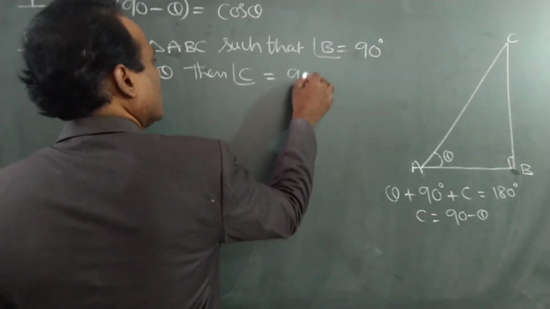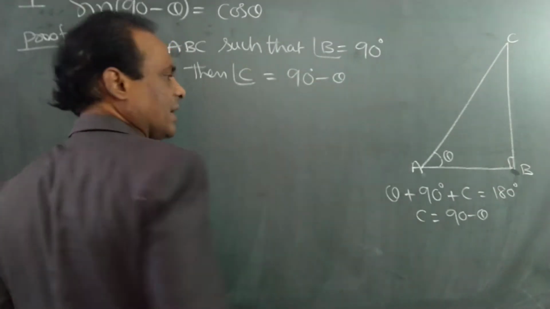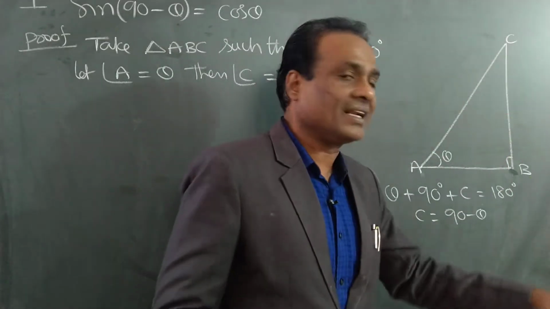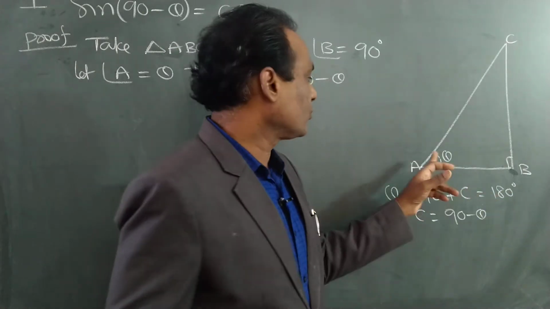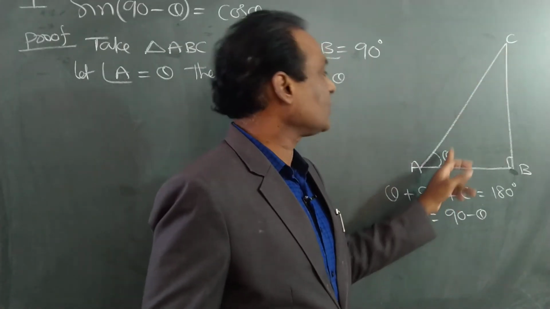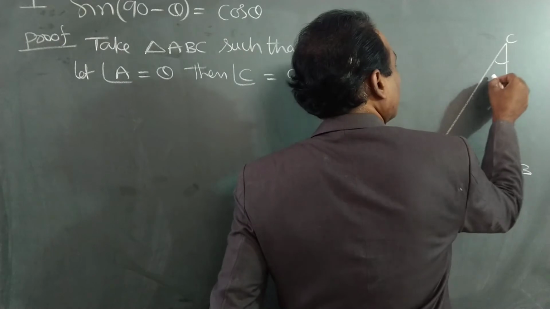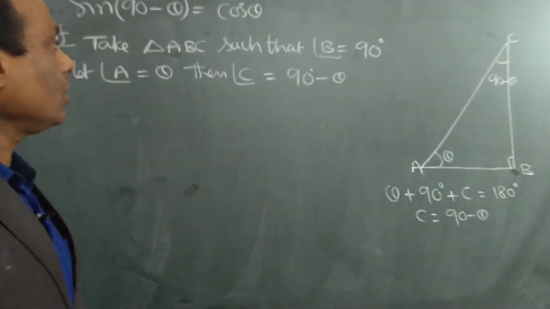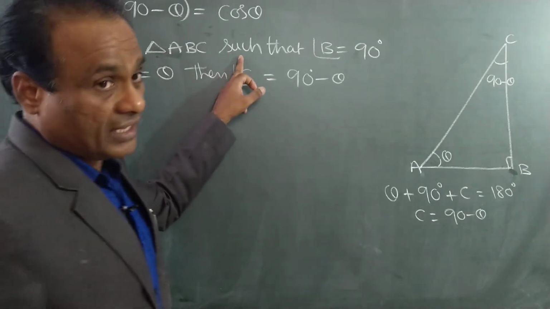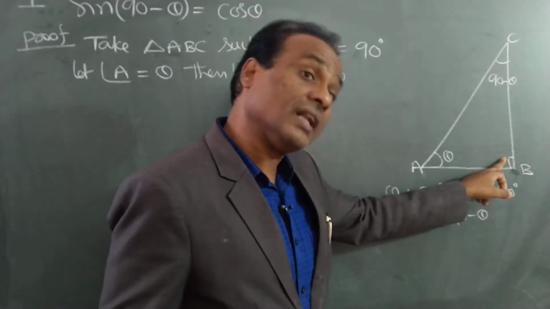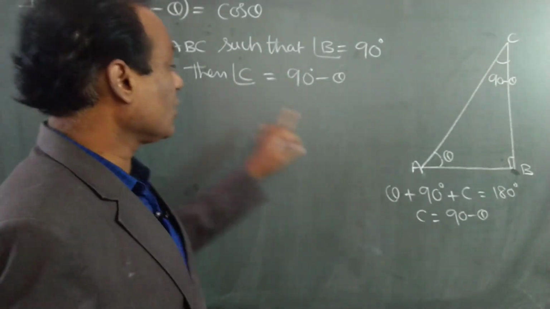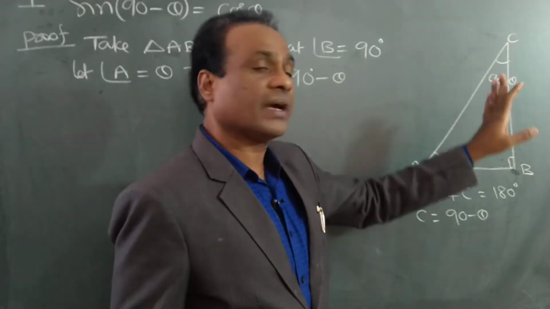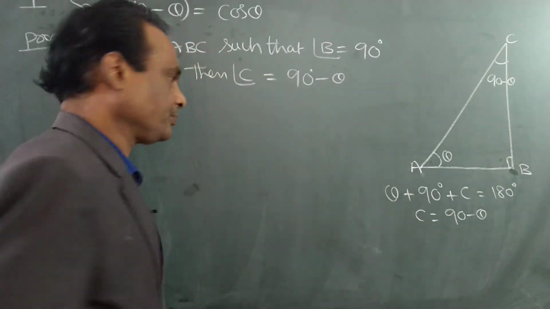Let us write directly. I explained why it is 90 minus theta, because this is only 90. So total 180, remove 90. What is the remaining angle? 90. So the sum of these angles will be 90. If this is theta, this will be 90 minus theta. So take a triangle ABC such that angle B is equal to 90 degrees. Let A be equal to theta. Then what will this angle become? Angle C is equal to 90 minus theta. This is the figure I am taking.